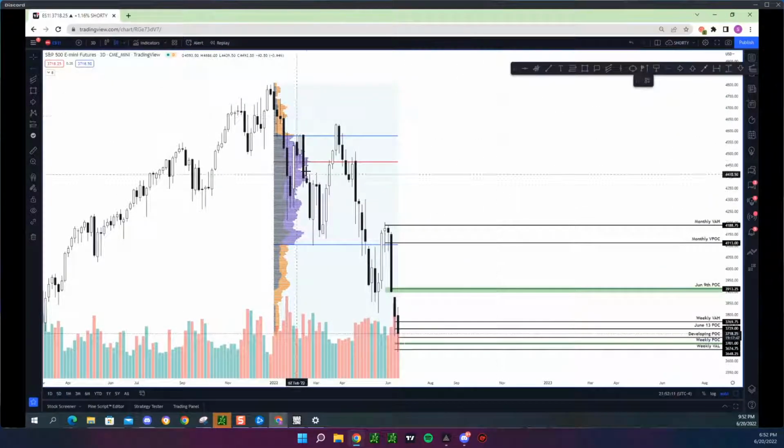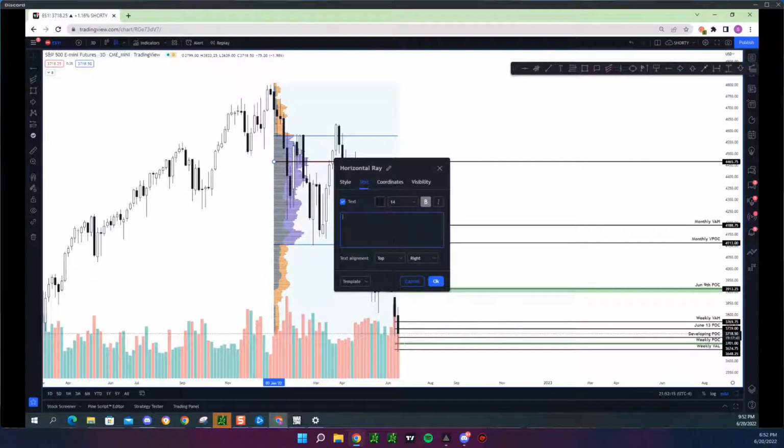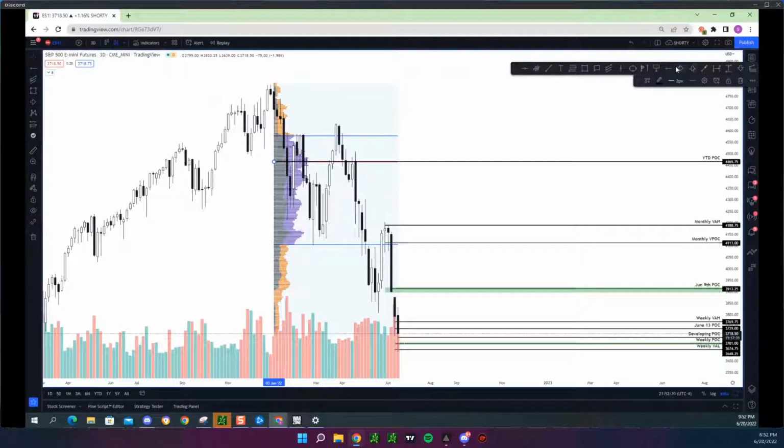Okay, so this is our year-to-date POC. And some of these levels you don't want to redraw every time. So here's your year-to-date.